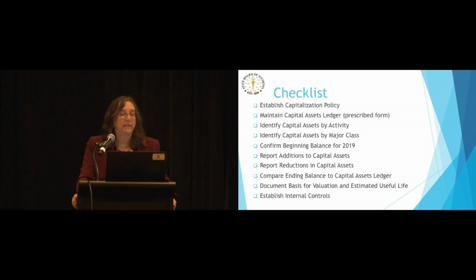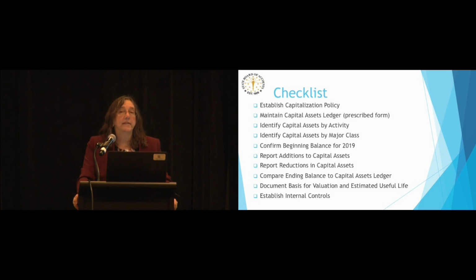So you need a checklist here for the information you're going to need before you sit down and do your 2019 AFR. You have to have the capitalization policy. That is step number 1. You're going to have to get your board on that if they have not already established that. You need to make sure you are maintaining your capital assets ledger, whether you're using the prescribed form or software or whatever you're doing. You're going to be able to identify the capital assets by activity, by major class.